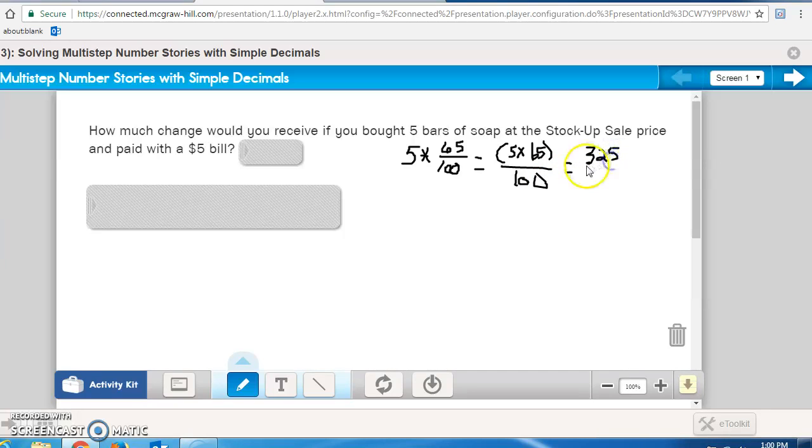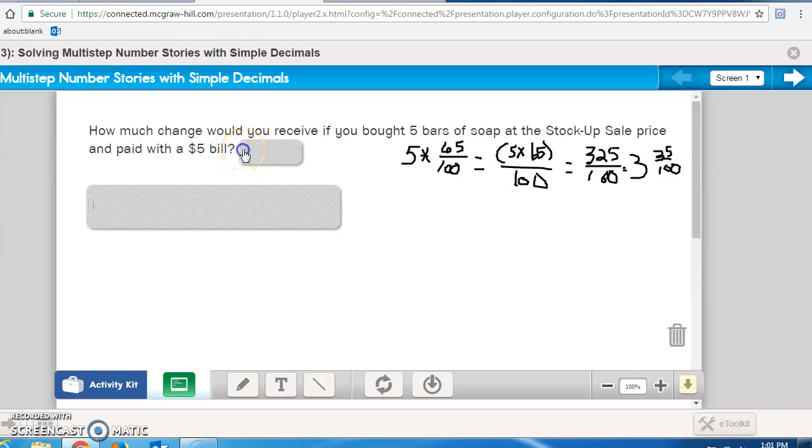Again, I apologize for my handwriting not being much neater. Which equals 3 wholes, because I can get 100 out of 100, that's once. Another 100 out of 100, that's 200. Another 100 out of 100, that's 300. So I got 3 wholes, and I got 25 hundredths left over.